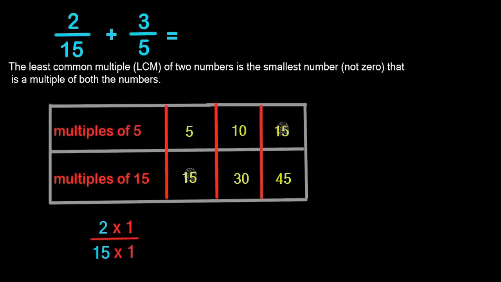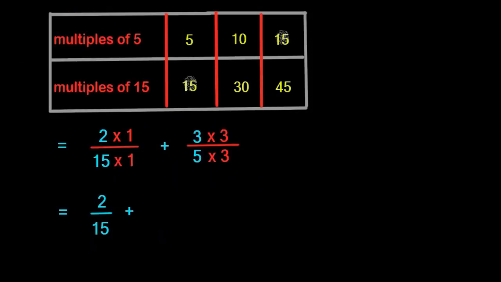In 2 by 15, the denominator is already 15, which is the least common multiple of 5 and 15, so we are going to multiply both numerator and denominator by 1. In 3 by 5, the denominator should be made 15, so we need to multiply both numerator and denominator by 3. After multiplying, we get 2 by 15 plus 9 by 15.